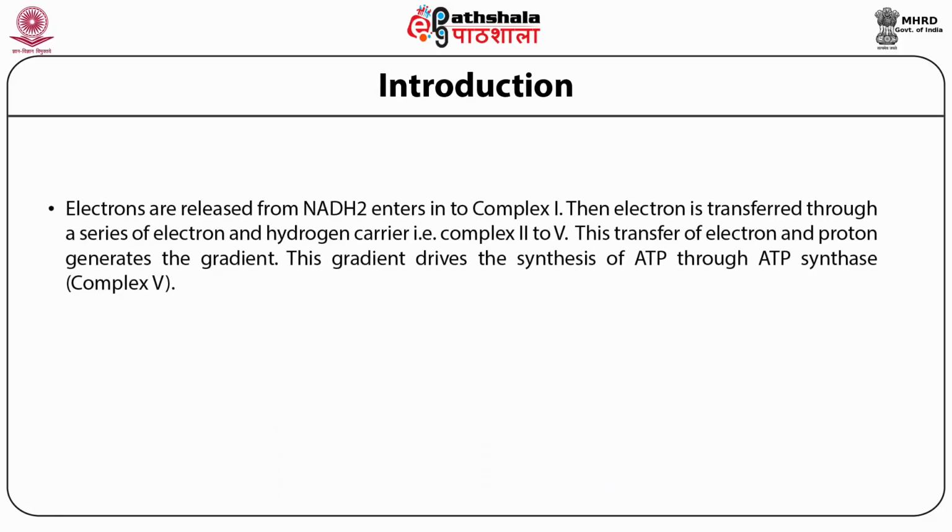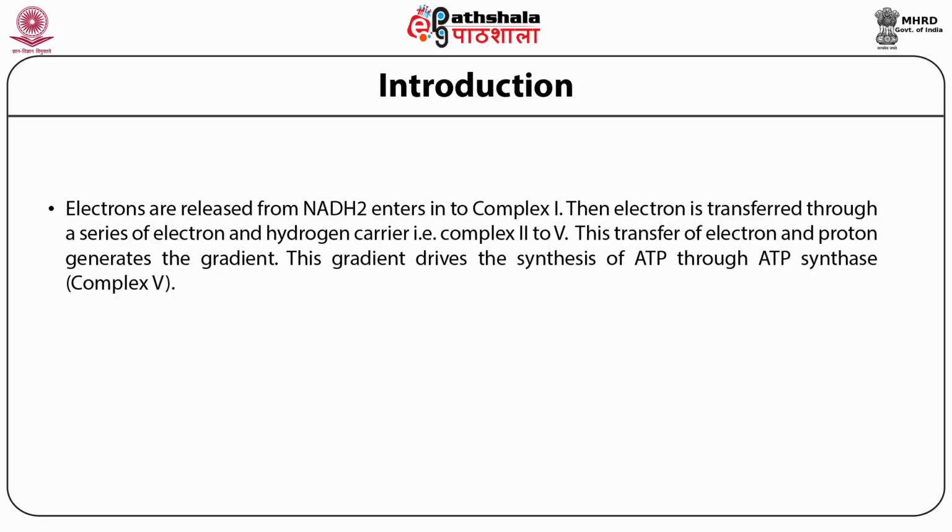Electrons are released from NADH2 and enter into complex 1. Then the electron is transferred through a series of electron and hydrogen carriers, that is complex 2 and onward. This transfer of electrons and protons generates the gradient. This gradient drives the synthesis of ATP through ATP synthase, that is complex 5.